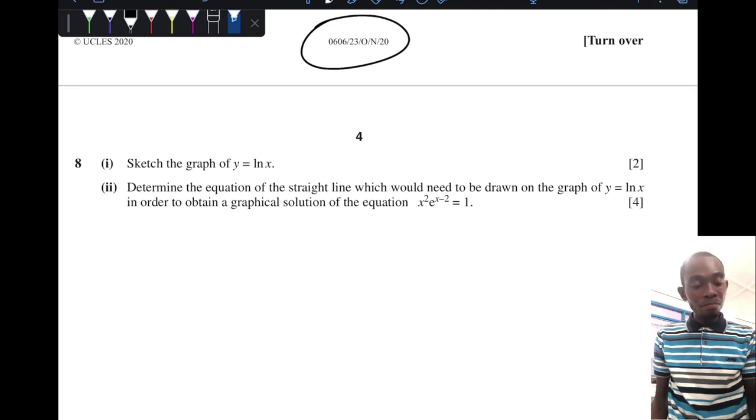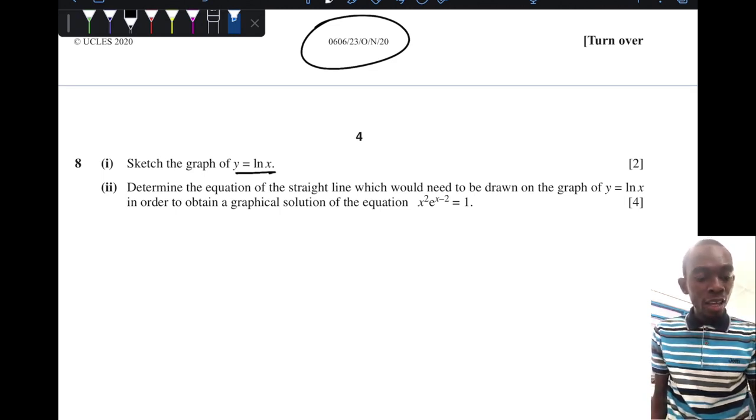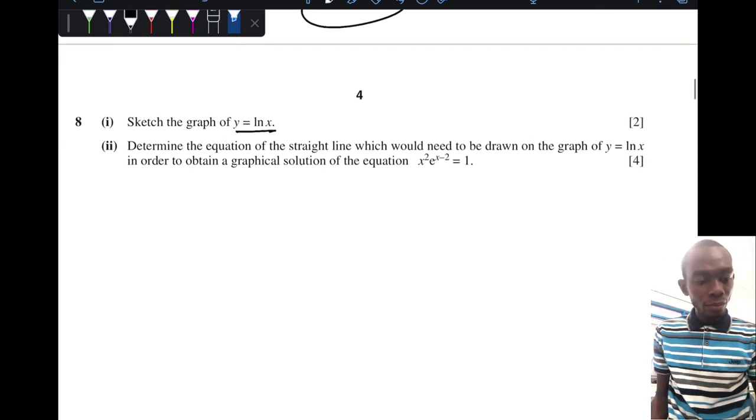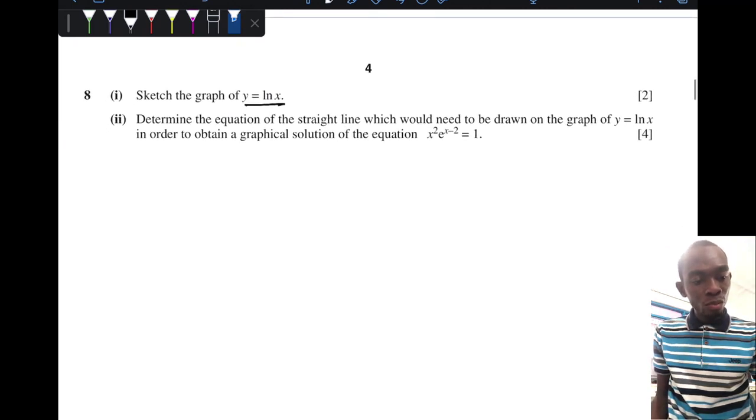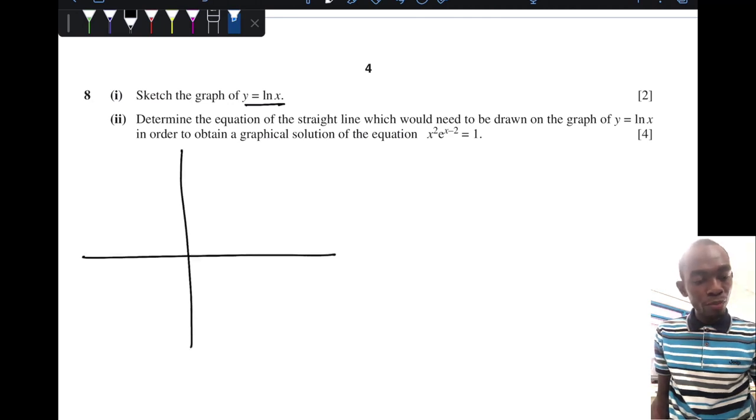Then we have sketched the graph of y equals ln x. Well, this is pretty simple to sketch. It is going to be asymptotic to the y-axis. Okay, so it is going to look like that.